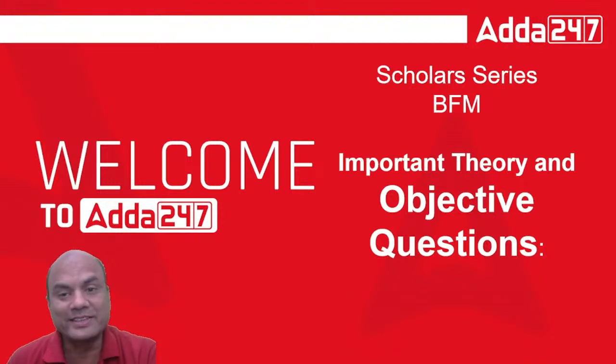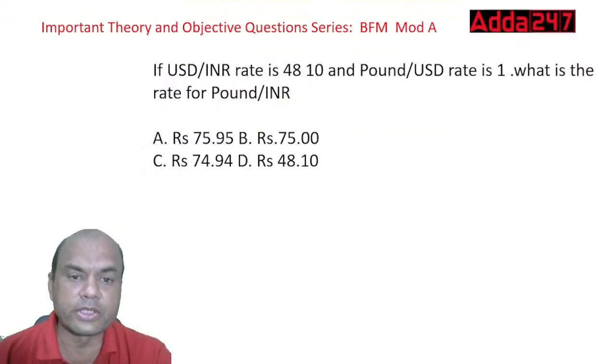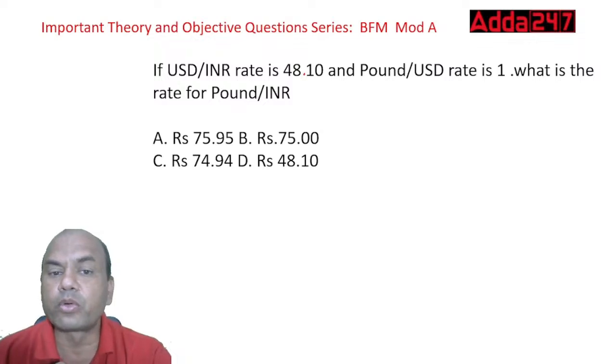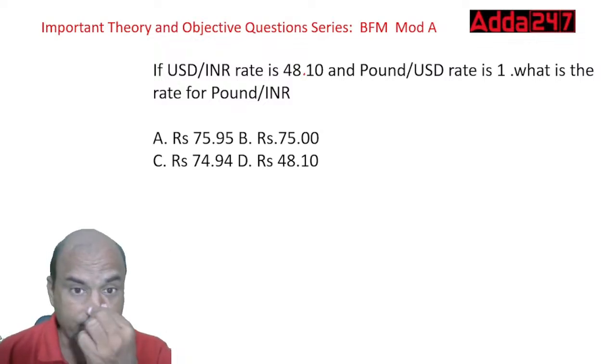Okay, let's start. If the USD to INR rate is given as 48.10 and the pound to USD rate is given as 1, what is the rate of pound to INR?